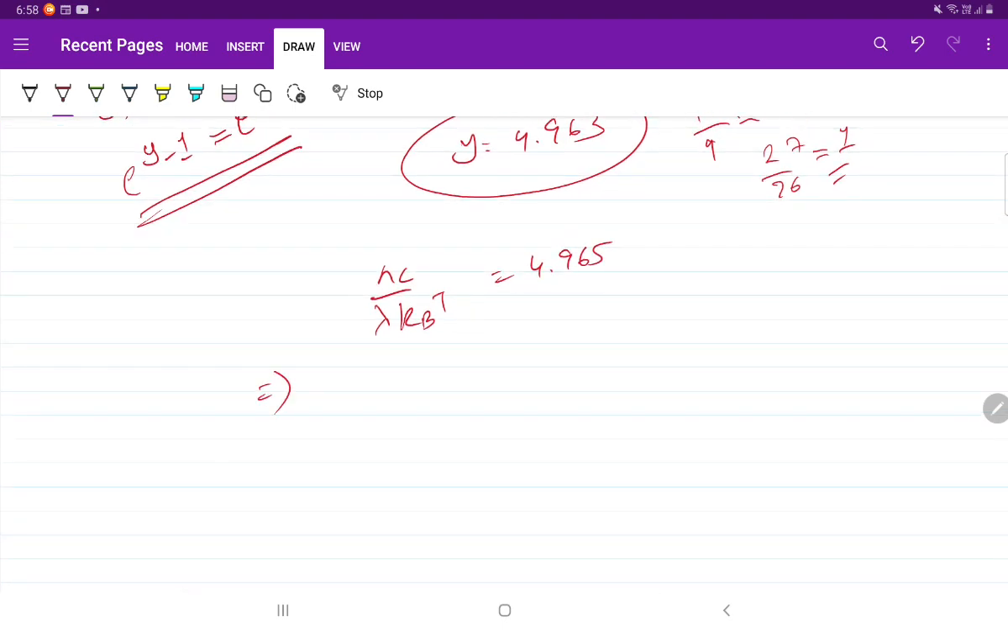Hence, putting the value of hc and kb, we'll get lambda t equals 2.8978 millimeter Kelvin.